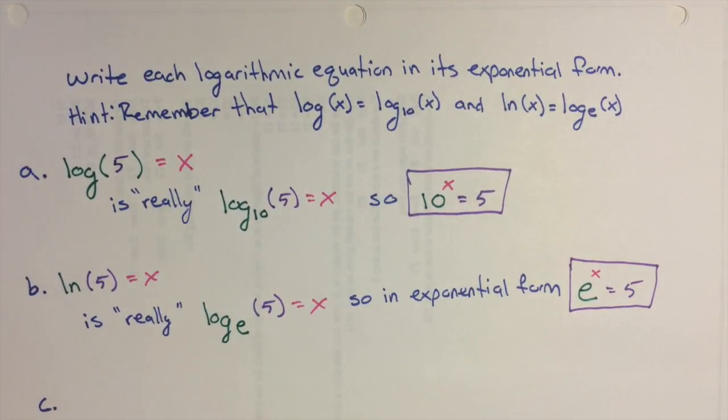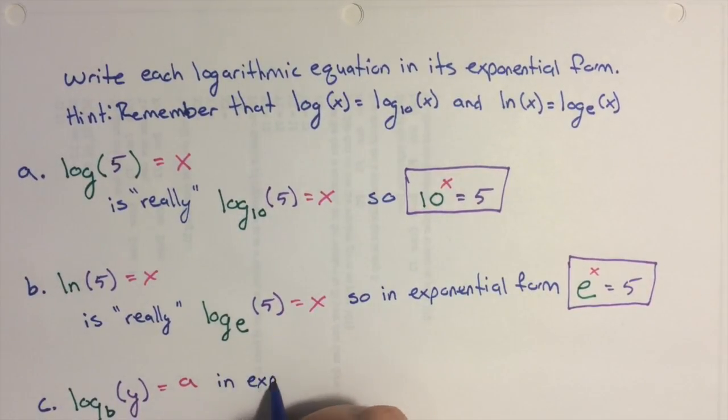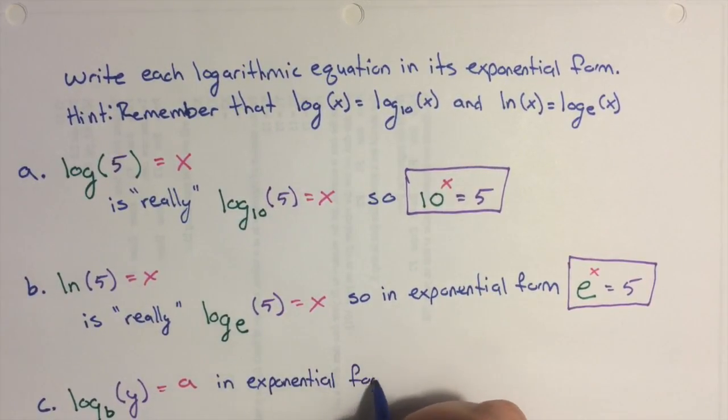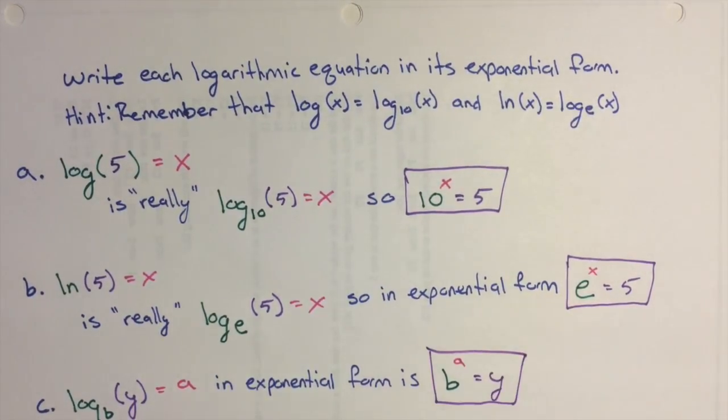Finally, we'll look at a really abstract example with no numbers. Log base b of y equals a. My base is b, the exponent is a, and it equals y. You can use this one as a roadmap for how to translate all logarithms into exponential form.